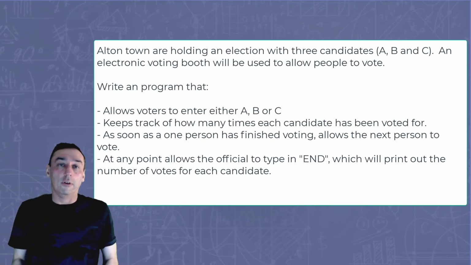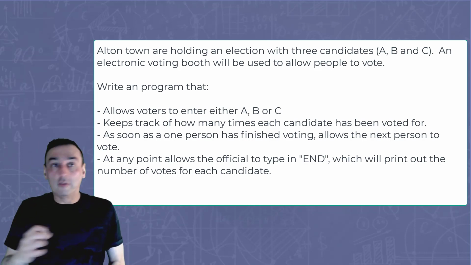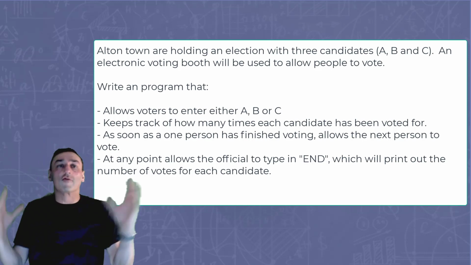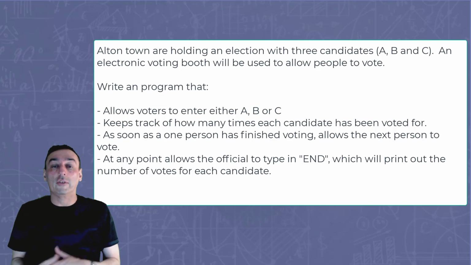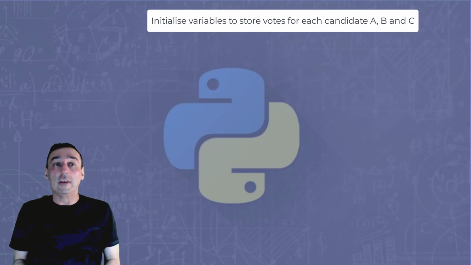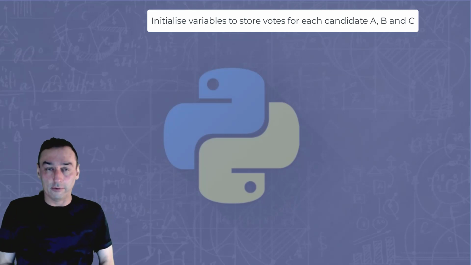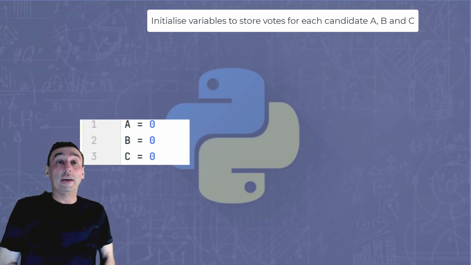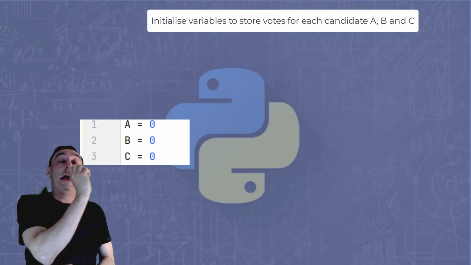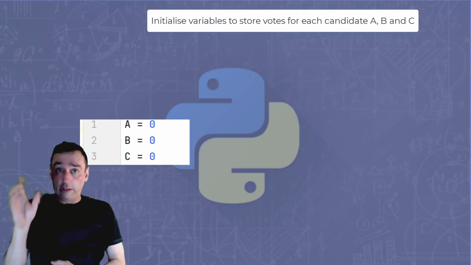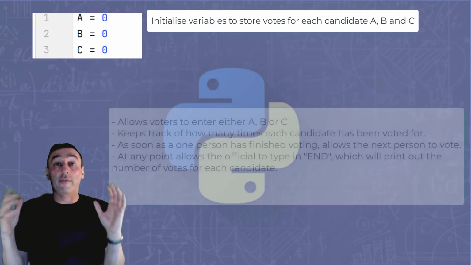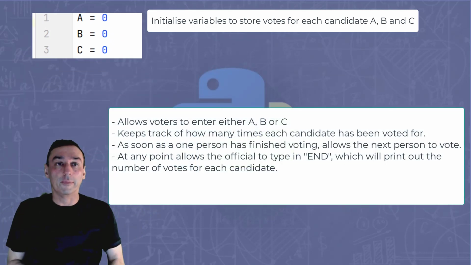So we take this problem, and the first thing to do is go through each part of the task and see how we can construct the program. The first part basically says allow voters to enter A, B and C. So we're going to initialize some variables. If you look at these variables here, we're going to initialize the variables A, B and C to the value 0. When we create programs, we always try to initialize the variables first that we are going to use.